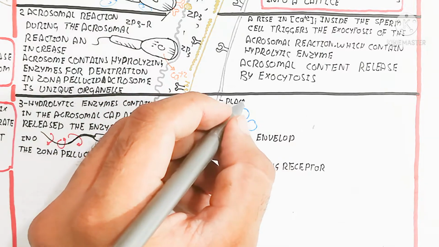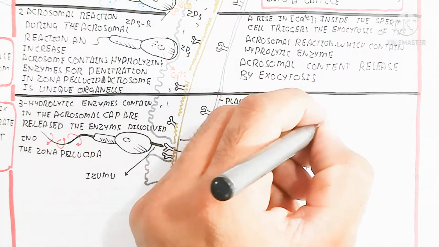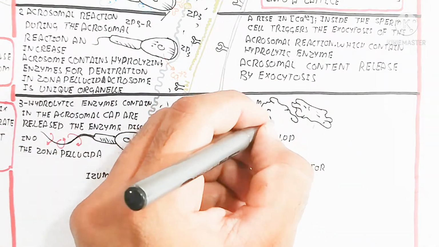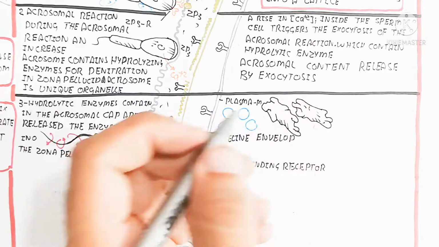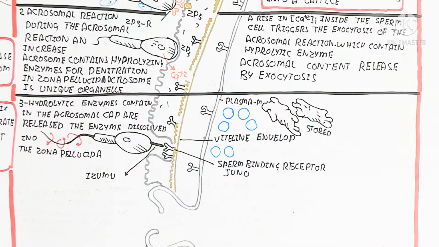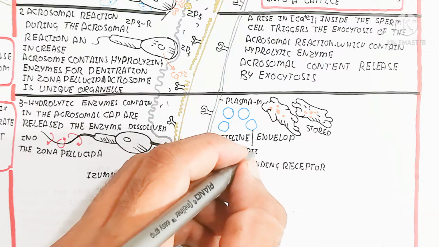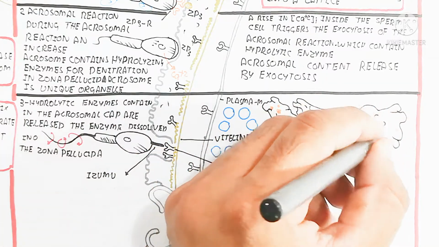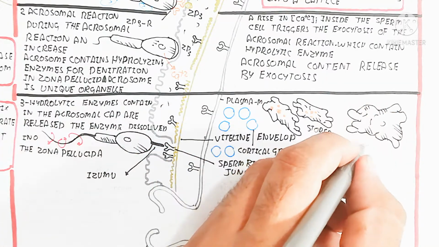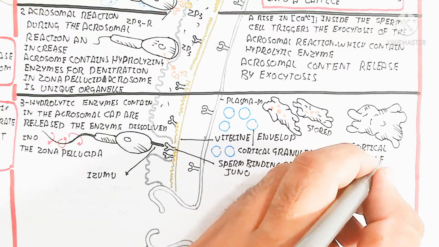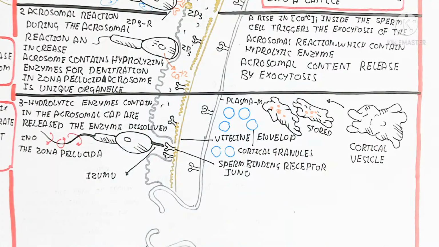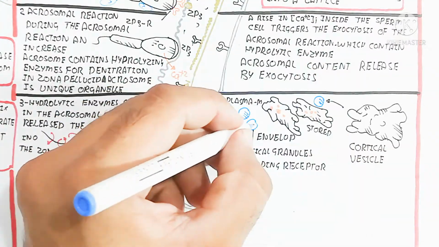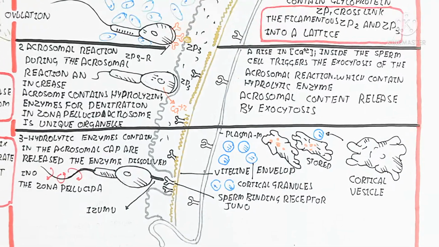So after this binding, the plasma membrane inside also contains that receptor, and after the binding with the receptor, there is breakdown of the plasma membrane, and the sperm nucleus will be released. How is it possible? We will discuss it in this manner. So here, number 3 is basically the plasma membrane.